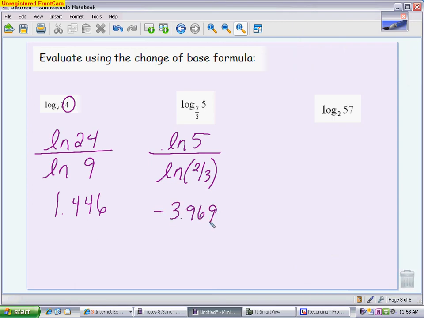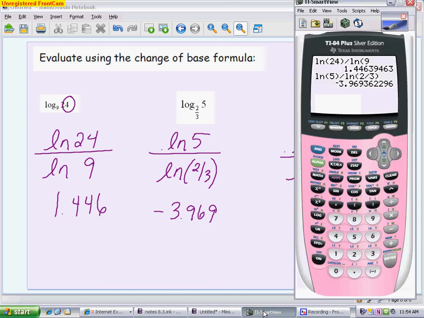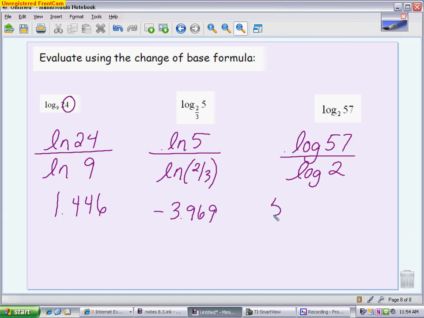And then same thing as the last one, just to show you that it works either way. If you don't want to use natural log, you could use common log. So here is common log of 57 over common log of 2. You're going to get the same answer as if you chose to do it as natural logs. So log of 57 divided by log of 2. Again, make sure you're closing your parentheses. Get 5.833. And that would be the same answer if you chose to use natural log instead.